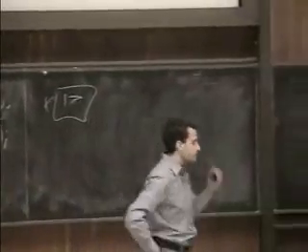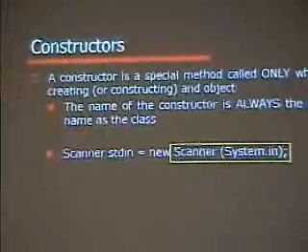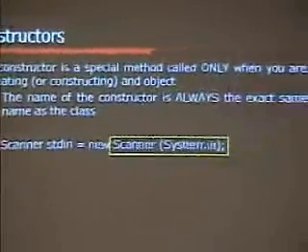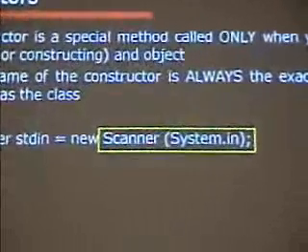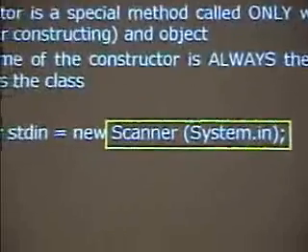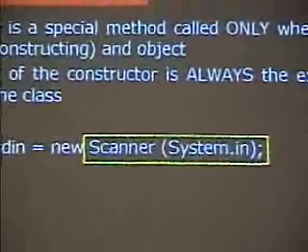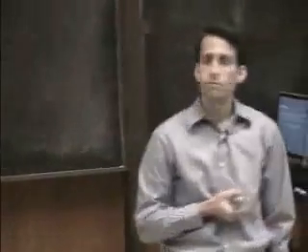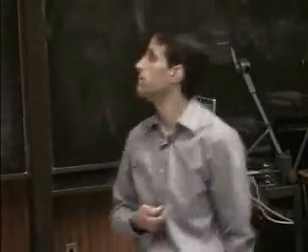Scanner standard in equals new Scanner(System.in). We've seen this terminology and this particular line before, and what's highlighted in yellow is the constructor itself. There's a lot of other stuff going on here. This is creating the reference, this is saying I want to create a new object, and this is calling the constructor. In particular, the constructor takes in one parameter. That parameter is the keyboard, or System.in. So it looks kind of like another method. It has a name, it has parentheses, it has some sort of parameters in the parentheses.